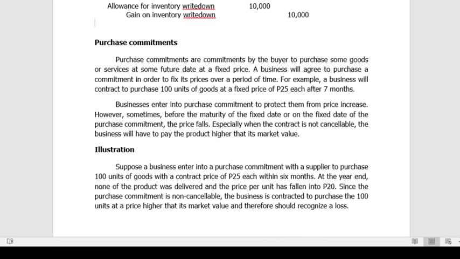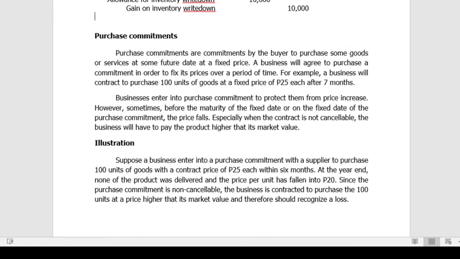Okay. The concept of purchase commitments. The purchase commitments are commitments by the buyer to purchase some goods or services at some future date at a fixed price. A business will agree to purchase a commitment in order to fix its prices over a period of time. For example, a business will contract to purchase 100 units of goods at a fixed price of 25 each after 7 months. So, ano sinasabi under the purchase commitments?